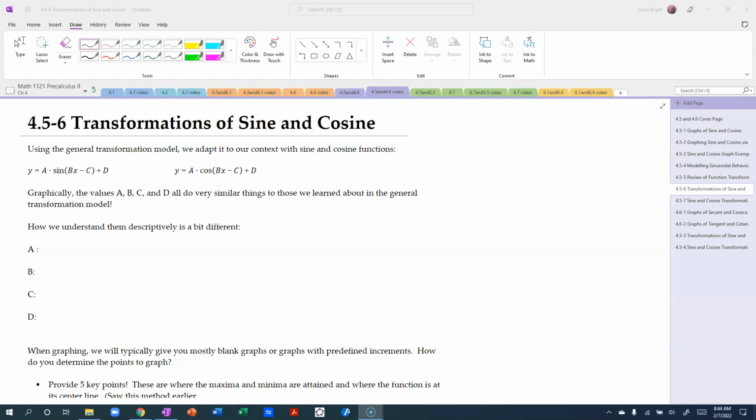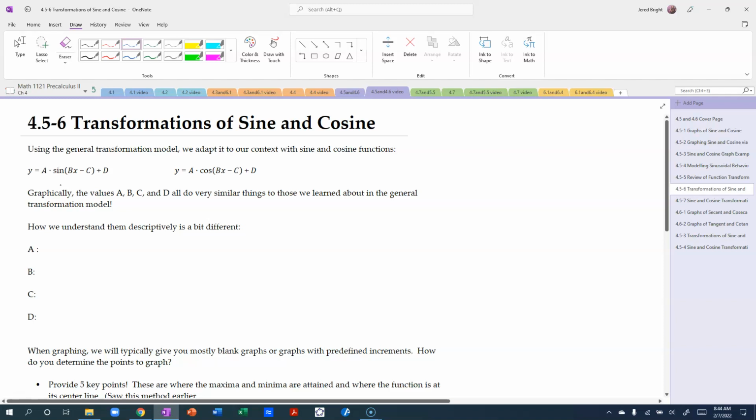Welcome back. We just reviewed how transformations work: horizontal shift, scale, vertical shift and scales. Now we are going to see how they work in trigonometric functions. And so that general transformation model that we saw before, a f of bx minus c plus d, with a out in front, I forgot about a, we adapt that just using sine and cosine.